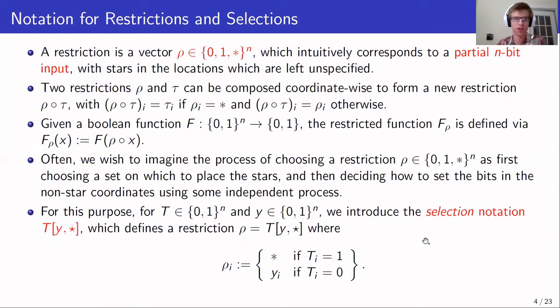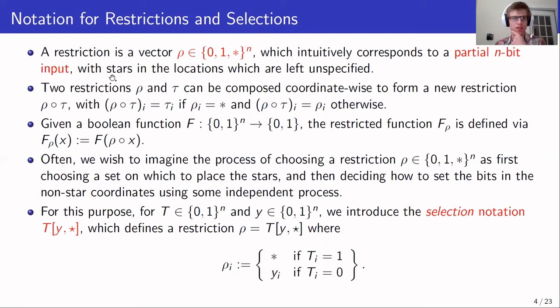Okay, before we move on, I need to introduce some notation for restrictions and selections. A restriction you can just represent as a string with n coordinates. Each symbol is either a 0, 1, or a star. Intuitively, this corresponds to a partial n-bit assignment. The stars signify locations where we have yet to decide how to set those coordinates, and in the locations that are not stars, we've gone ahead and assigned those inputs either 0 or 1.